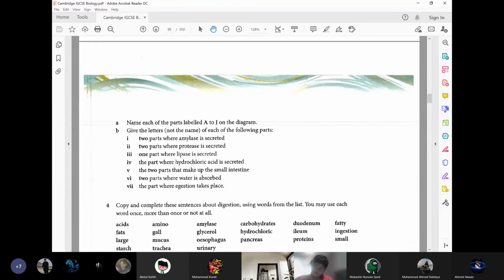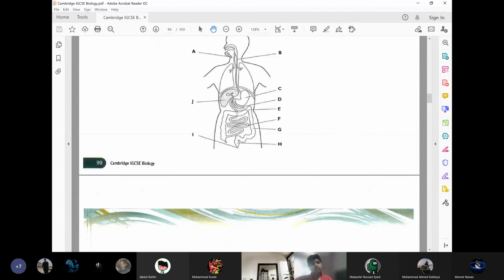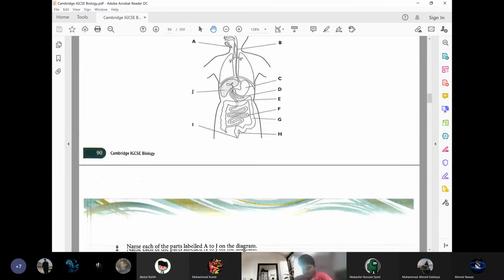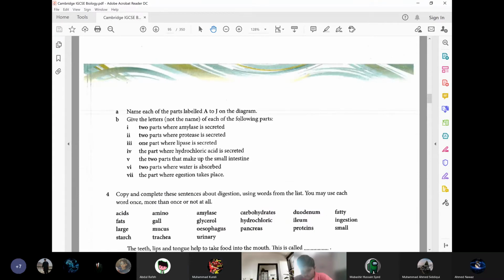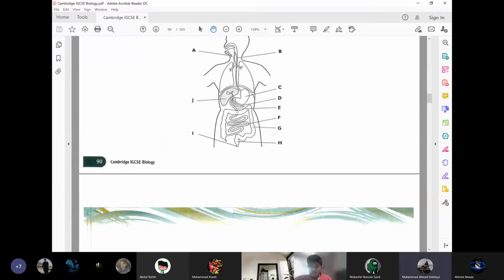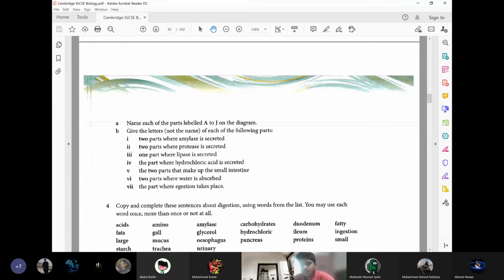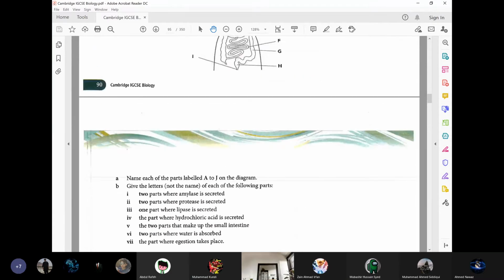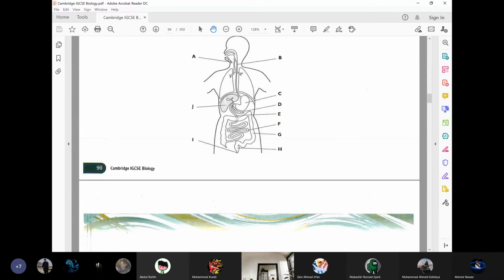Then the part where hydrochloric acid is secreted. Sir, C. C, stomach. Very good. Then, boys, the two parts that make up the small intestine. What two parts make up the small intestine? E and F. Very good. Two parts where water is absorbed. Sir, G and H. G and F.